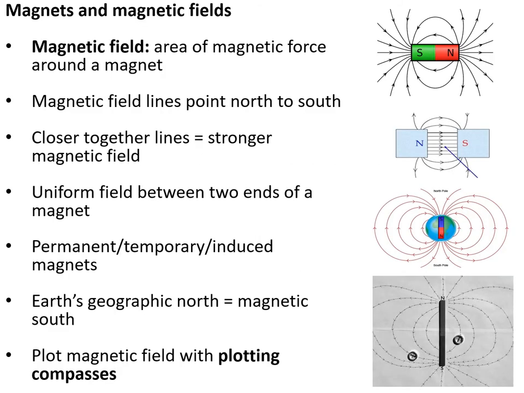Magnets and magnetic fields. So we all know what a magnet is, I think, but a magnetic field is the area of magnetic force around a magnet. So it's the area that is affected by the magnet's magnetism.